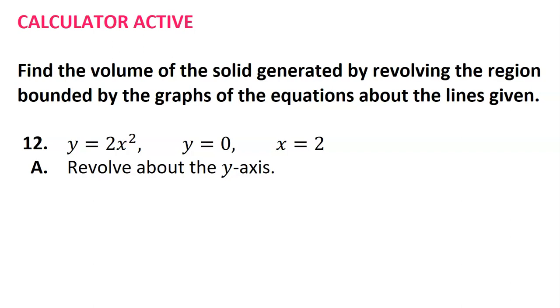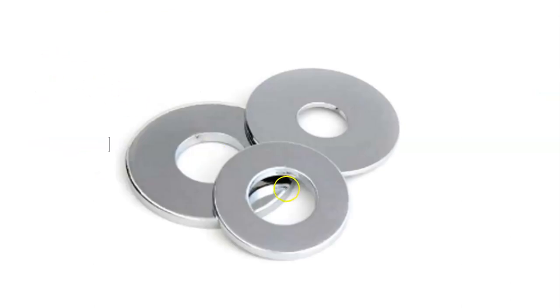In this video, I will show you how to calculate the volume of a solid of revolution using disks and washers. These problems are calculator active, so we will use our graphing calculator as needed. A washer is a disk with a hole in it. For these problems, we will be adding slices shaped like washers to find the volume of a solid.